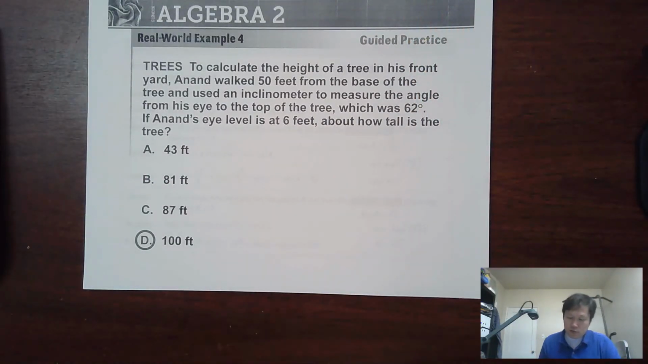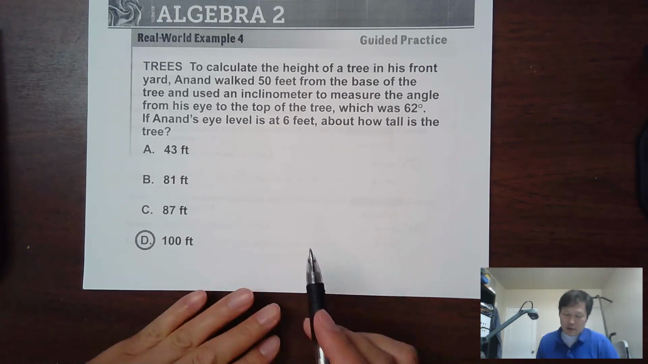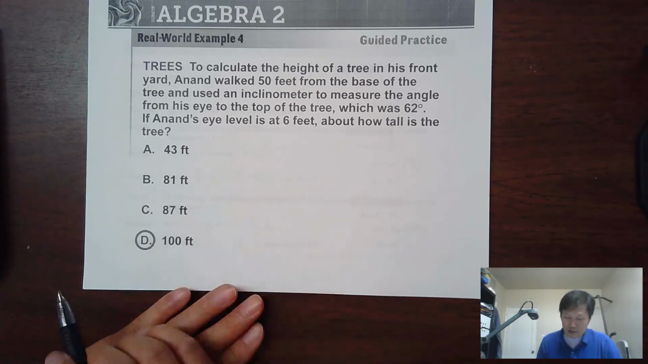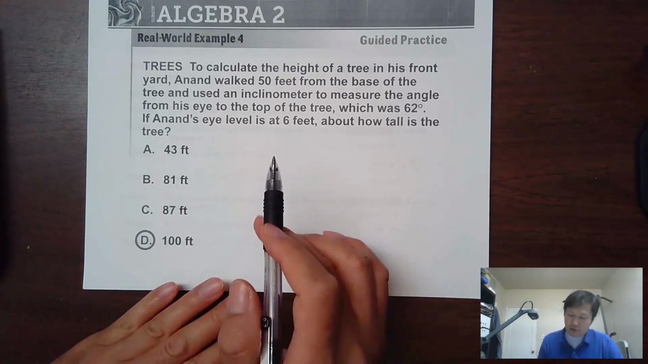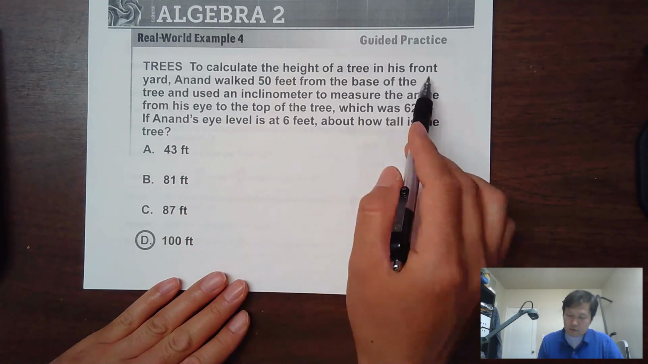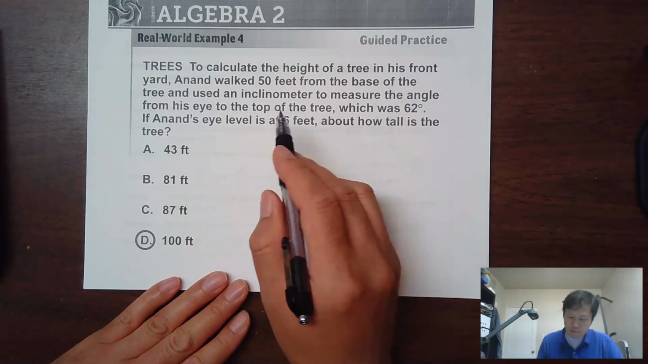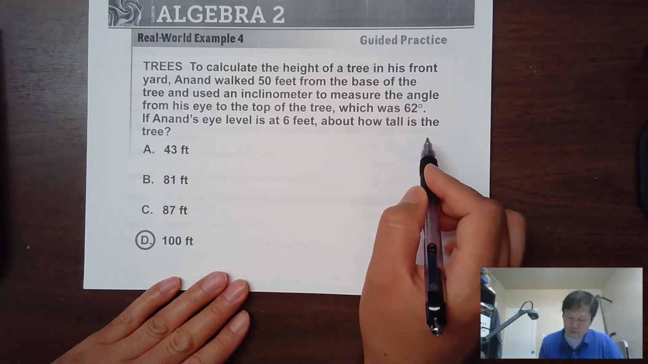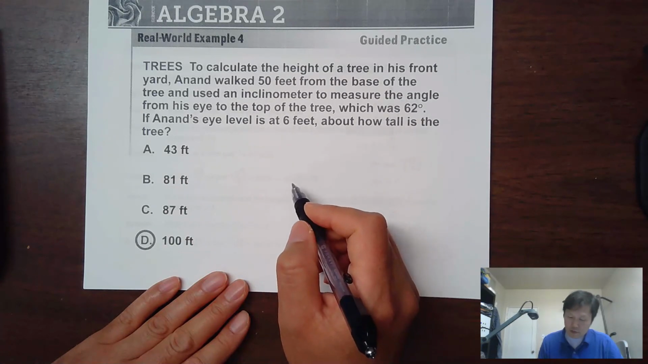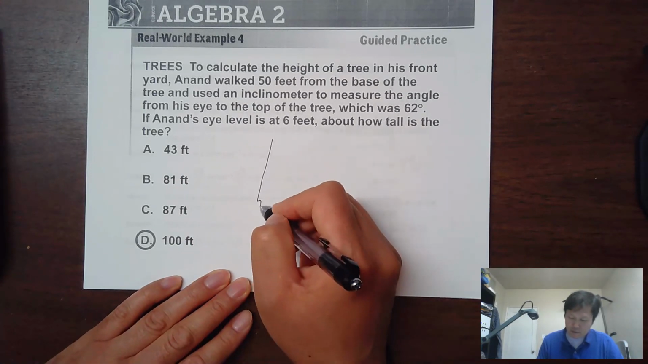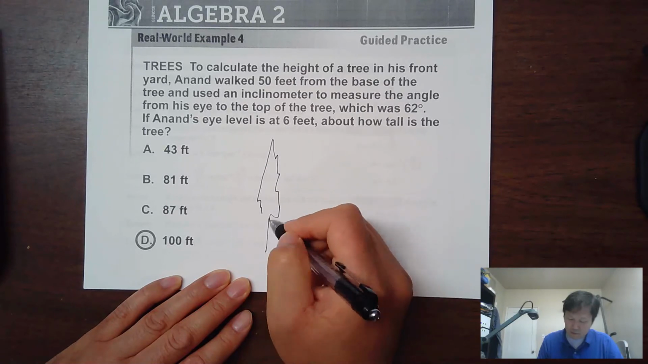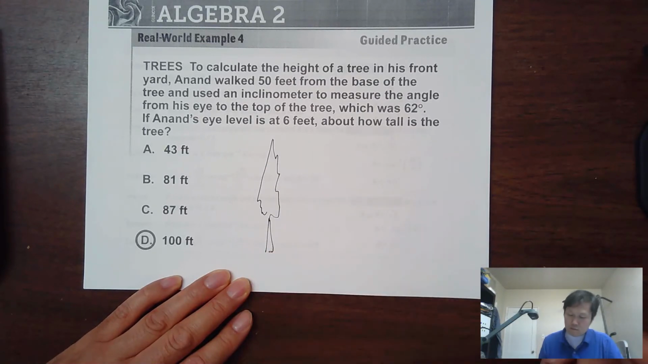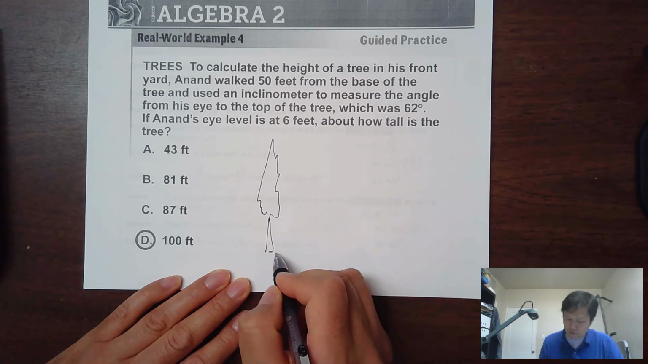Okay, so you should try this. It made me think maybe there's the same error. So pause it, try this. I will actually try this one as well just to make sure. Calculate the height of the tree in front of the yard. So there's a tree. 50 feet.